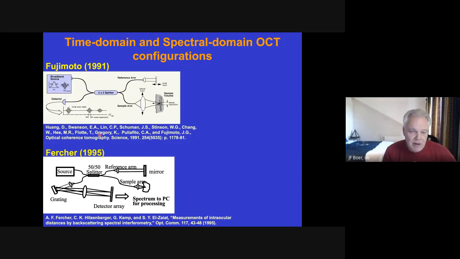But in 1995 already, so that was 4 years after Fujimoto came with this concept, Verger in Vienna came up with an alternative approach, and he said, you know what, forget about that moving mirror, let's put a fixed mirror in the reference arm, but we're going to change the detection arm. In the detection arm, we're not going to put a single detector, but we're going to put a spectrometer. We're going to put a grating in there with a lens and a detector array that can measure multiple wavelengths at the same time.